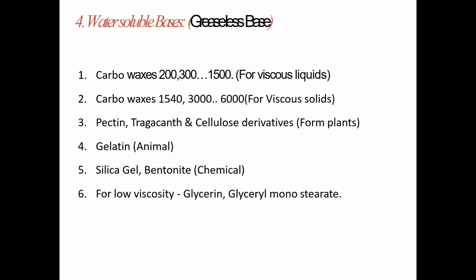So these carbowaxes are for 200 to 1500, for viscous liquid. Carbowaxes from 1500 to 6000 are for viscous solid. The pectin, tragacanth, and the cellulose derivatives are obtained from plants. Gelatin, which is a base, is obtained from animals. Silica gel and bentonite are obtained from chemical reactions. And for low viscosity, glycerin and glyceryl monostearate base will be used.